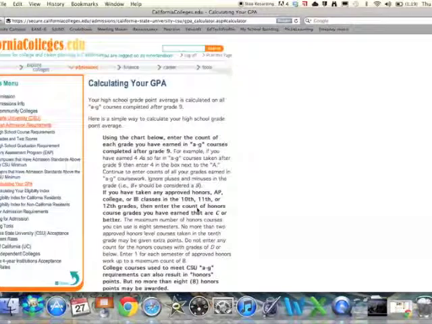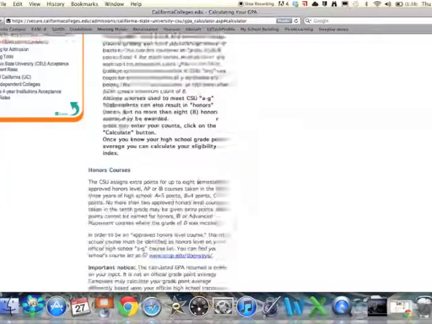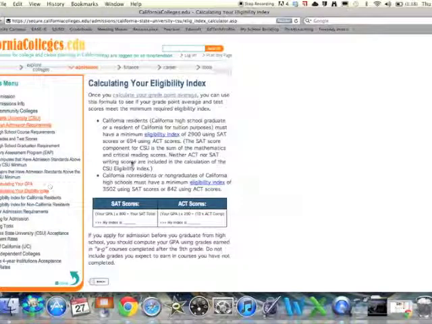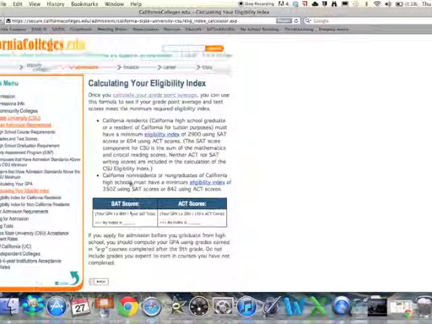You can find your grades in the Infinite Campus portal by looking at your current grades, especially after the 6-week grading period, to calculate your GPA. Then you can calculate your eligibility index. Here you can use your SAT scores, which you need to enroll in at some point, and your GPA times 800 will give you your index score.